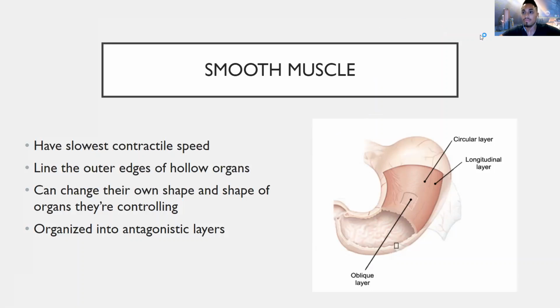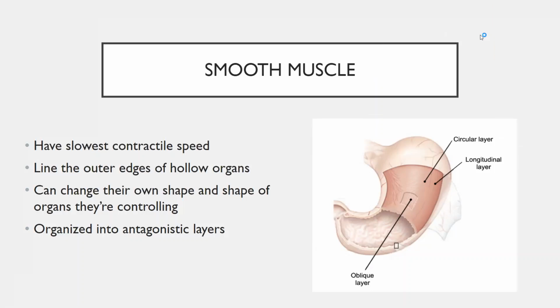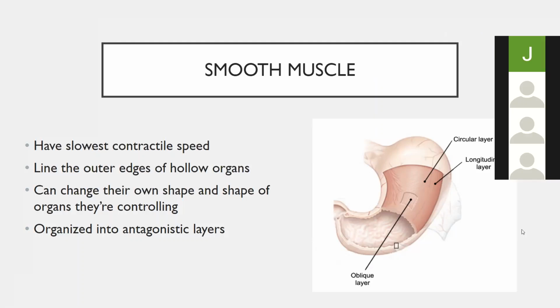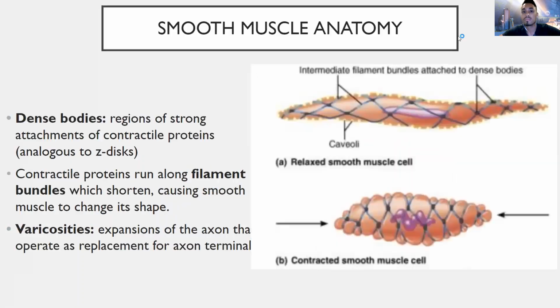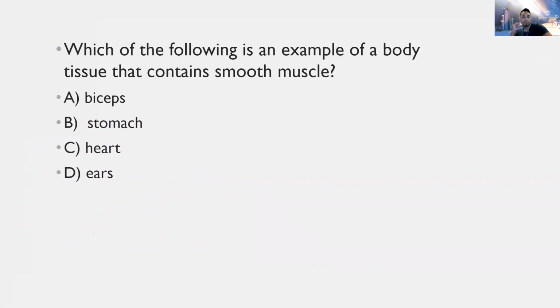When the longitudinal layer contracts, it gets shorter. But that means the circular layer gets larger and wider. I think the example they used in the lecture was a water balloon. If you stretch a water balloon horizontally, it'll get longer, versus when you stretch it longitudinally, it'll get wider from the sides. So they're antagonistic.